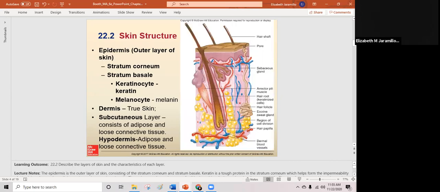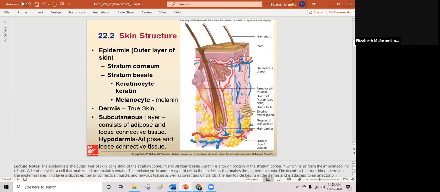So your epidermis is the outer layer of your skin, consisting of the stratum corneum and the stratum basale. The keratin is a tough protein in the stratum corneum, which helps form the impermeability of the skin, so it makes it a little bit tougher. Okay, the keratinocyte is a cell that makes and accumulates keratin. The melanocyte is another type of cell in the epidermis that makes the pigment melanin.